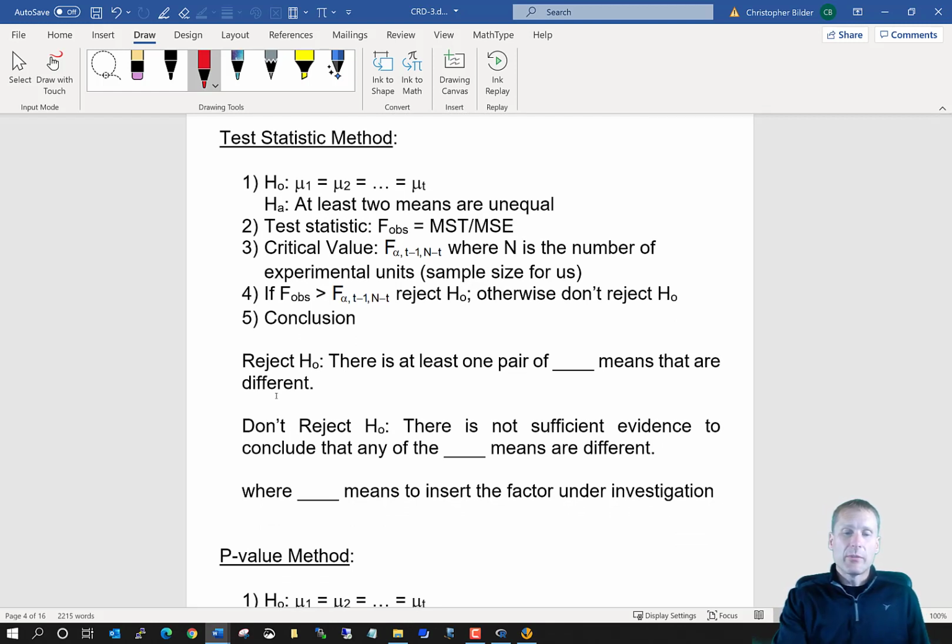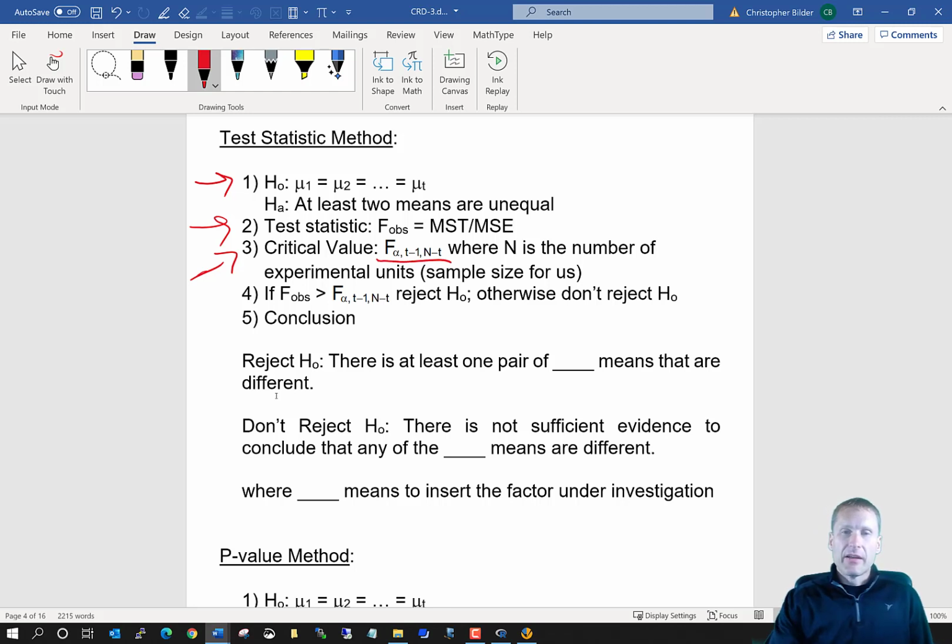For the test statistic method, we state our hypotheses. Step 2, we state our test statistic, which we've seen before, which is the ratio of MST, mean square for treatment, divided by MSE, which is mean square for error. Then we compare it to a critical value that ends up coming from the F distribution. Note that there's only one critical value here.